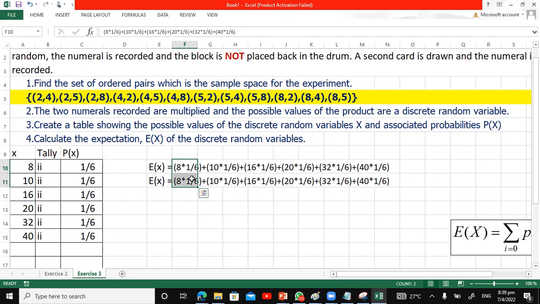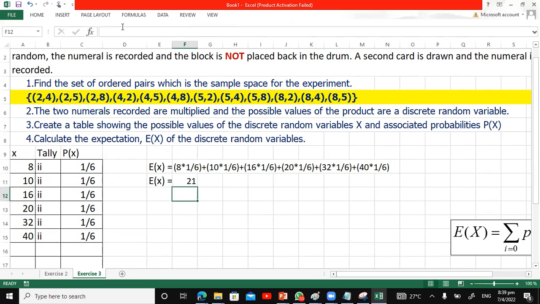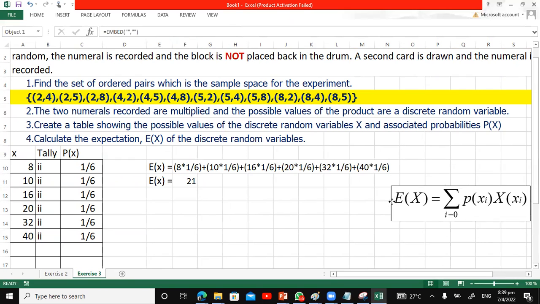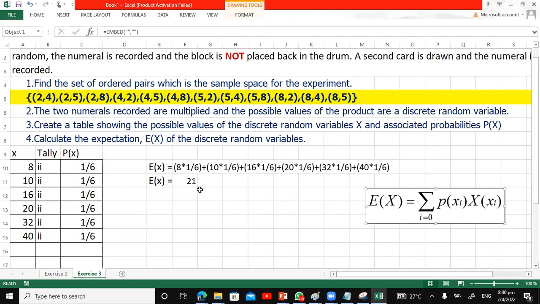All right, so let's compute this. All right, so in this scenario, using our expected value formula, we realize that we get a total of 21 for the expected value. All right, so that's how we go about working out the expected value.